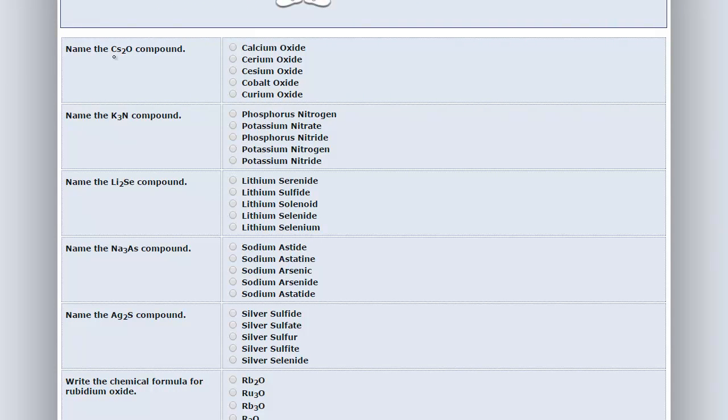Cs2O. Well, the first thing you should know is Cs is cesium and O is oxide. And cesium, if you look at your periodic table of ions, is a +1. And we have two of them, two of the +1s. Oxide is -2. We have two of the cesiums and one of the oxide. So the name of this compound, Cs2O, is called cesium oxide.